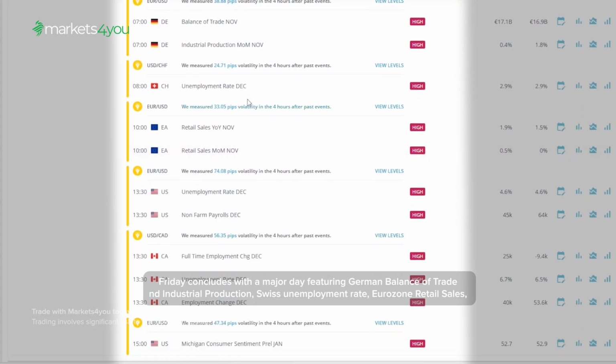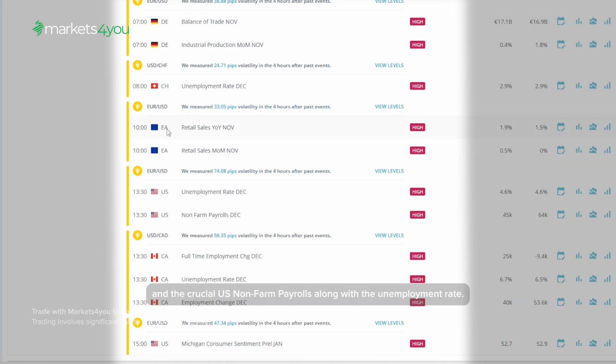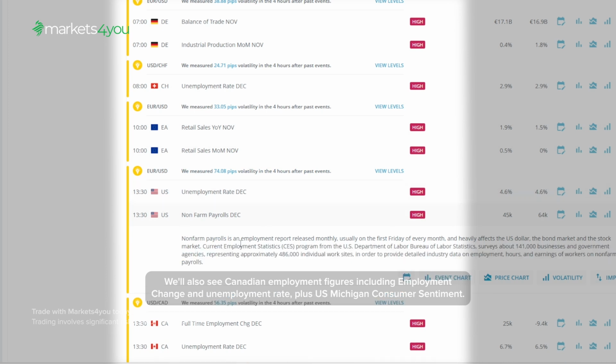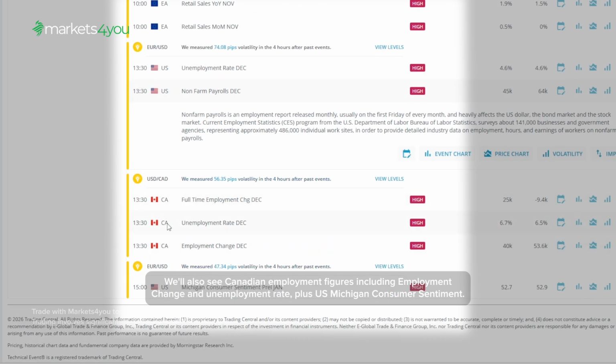Friday concludes with a major day featuring German balance of trade and industrial production, Swiss unemployment rate, Eurozone retail sales, and the crucial US non-farm payrolls along with the unemployment rate. We'll also see Canadian employment figures including employment change and unemployment rate, plus US Michigan consumer sentiment.